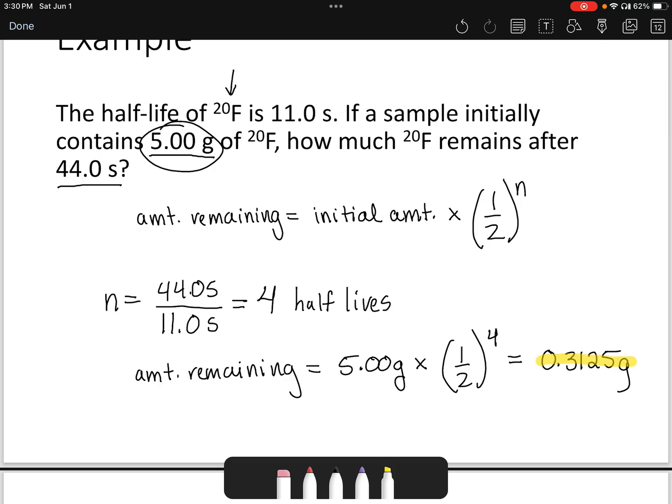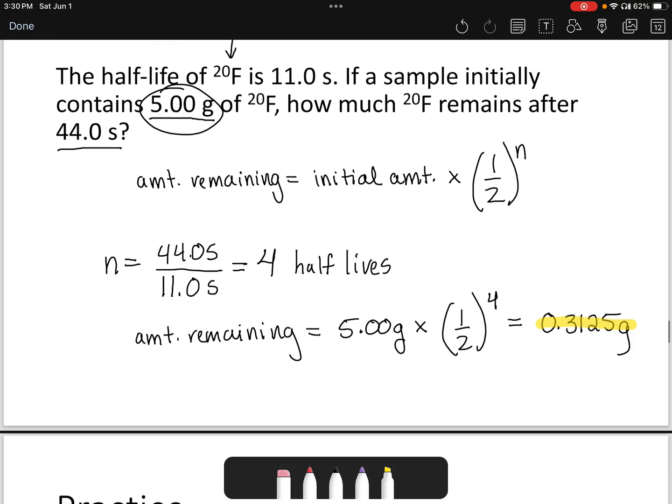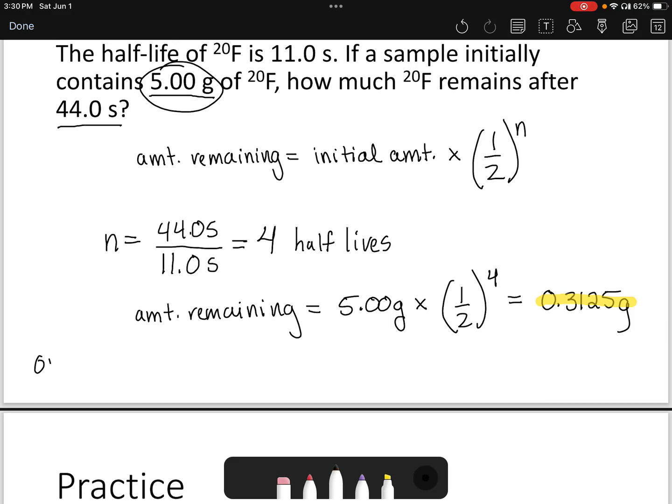Now, you don't necessarily need an equation to figure this out either. You could say, okay, I know that I started with 5 grams, and after 1 half-life, I should have half that amount. So that would be 2.5 grams. And then after a second half-life, so another 11 seconds, I would have 1.25 grams.